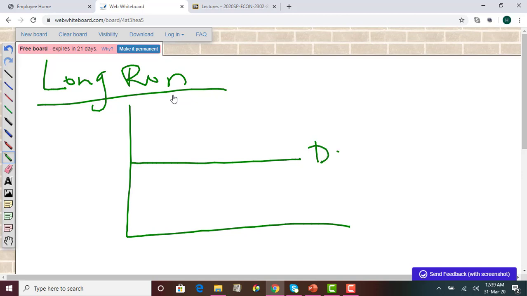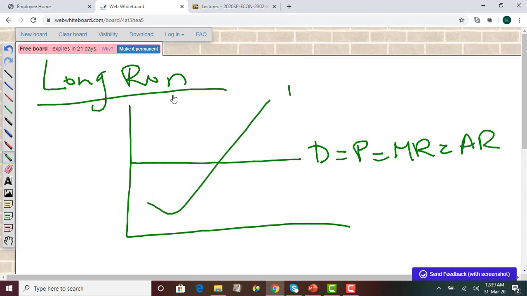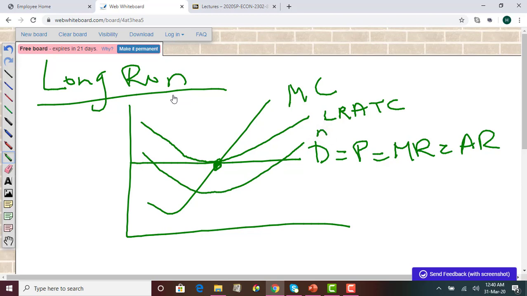So in the long run, your graph will look like this. You have a demand curve, which is price equal to MR equal to AR. And then you have the marginal cost curve. And this is the profit maximizing point. But in the long run, the long run average total cost curve will be at this point as well. Now, average variable cost may be lower. See, in this case, the price is greater than your average variable cost, but price is equal to your average cost.